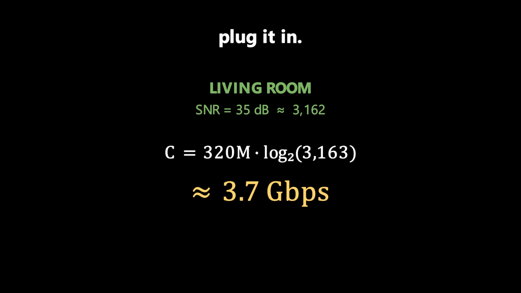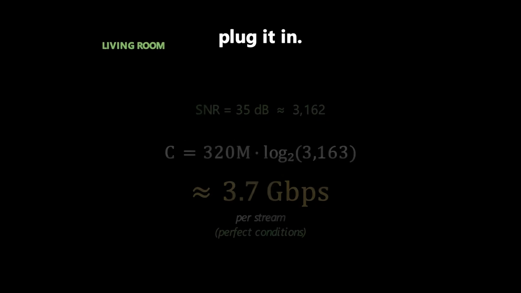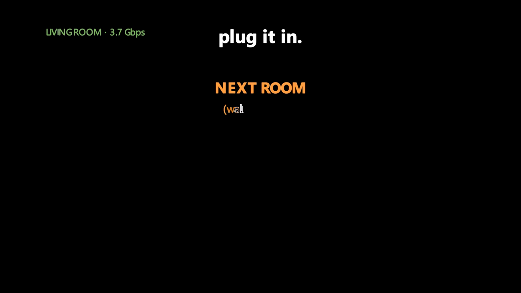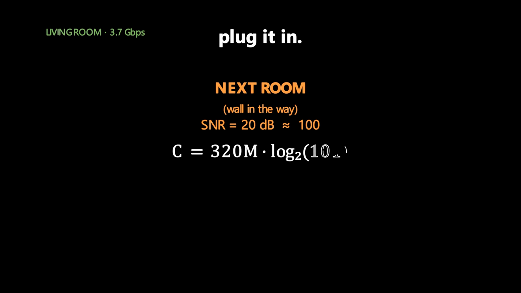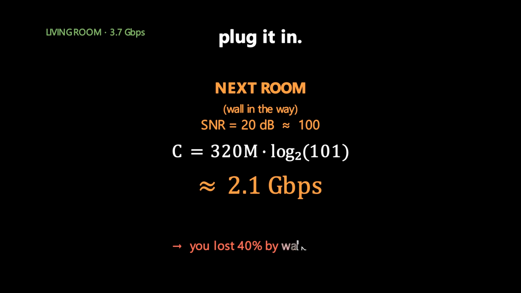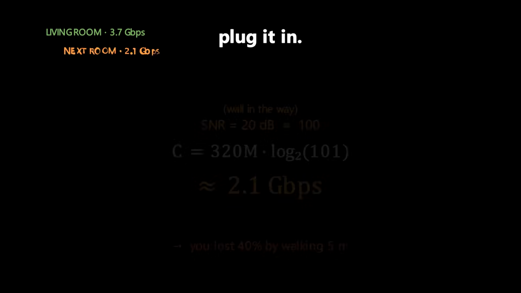About 3.7 gigabits per second. Per stream. In perfect conditions. Now move to the next room. Wall in the way. SNR drops to 20 decibels, 100 to 1. C equals 320 million times log base 2 of 101. That's 320 million times 6.66. About 2.1 gigabits per second. You just lost 40% of your speed by walking 5 meters.